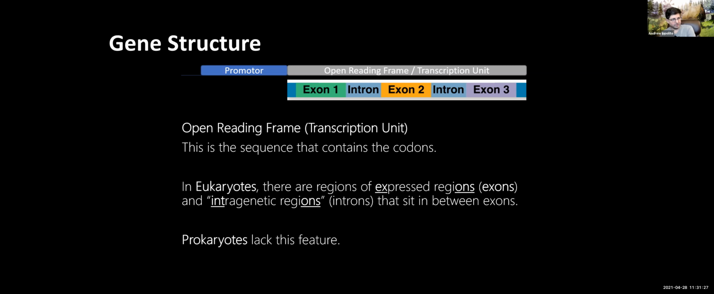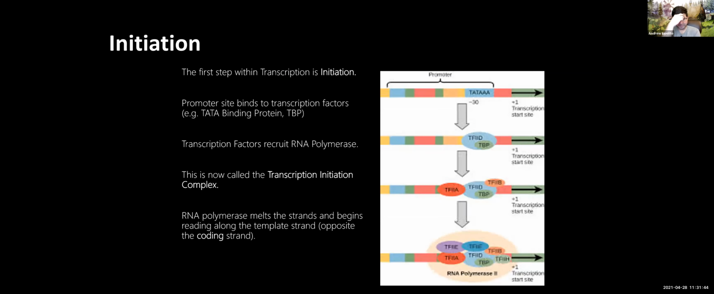Prokaryotes don't have introns. They're just one bit, so we don't even say they have exons. We just say they have an open reading frame. We don't use the terms introns and exons in prokaryotes.